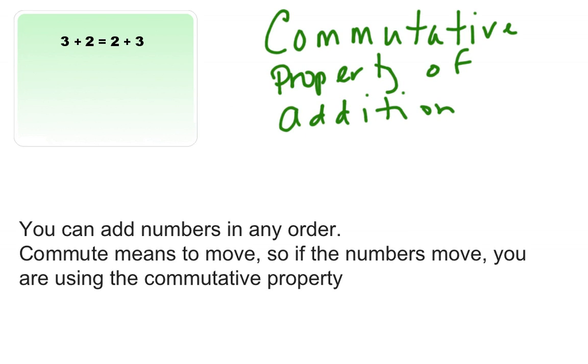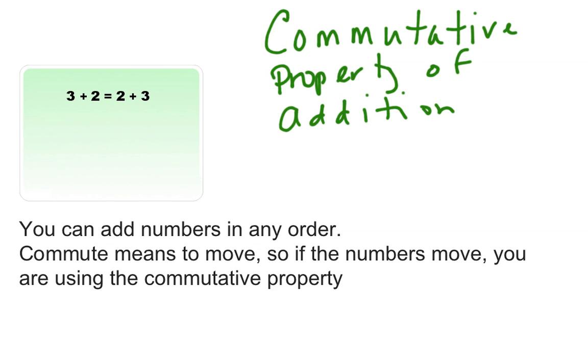So on this page, I want you to write your key information for the commutative property. Key info for commutative property of addition. So you have a nice example here. I'll rewrite examples in the example section, but the rule is typed out here. You can add numbers in any order.